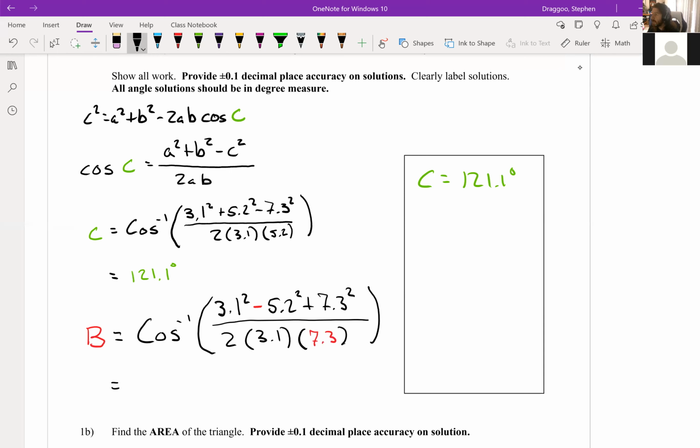So let's see what we get if we do that. Change that to a minus sign. Change that to a plus sign. Change that to 7.3. I came up with 37.6 degrees. So we'll go ahead and put that in the box as well.